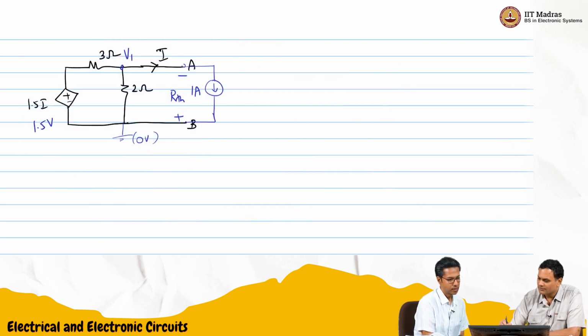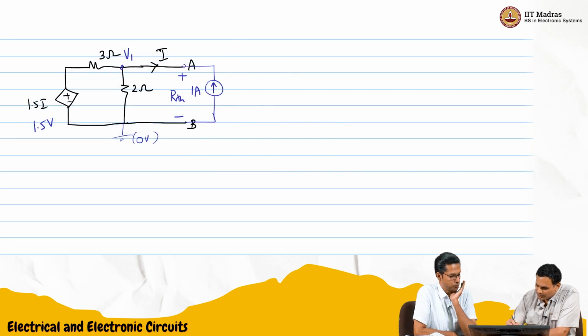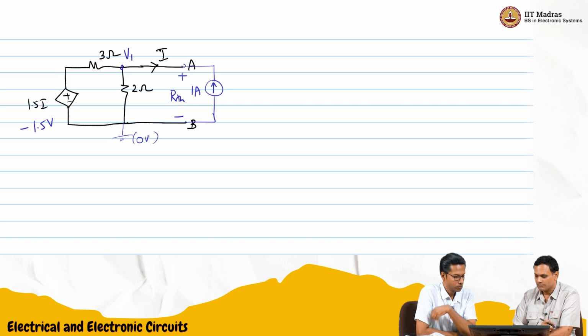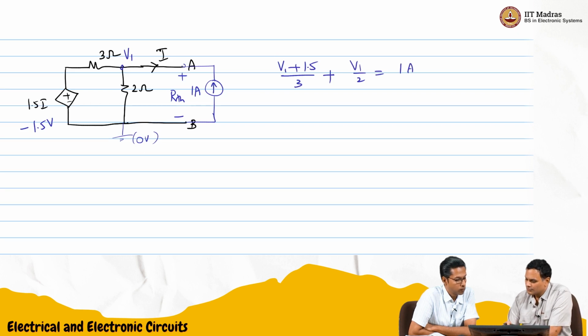We'll just show it. Sometimes it's useful for students to see that you will get the exact same answer. So we'll do like this. This is R Thevenin, the voltage. So now this current I is minus 1, so this will be minus 1.5 volts. Correct? So now our equation becomes V1 plus 1.5 by 3 plus V1 by 2 equals 1 ampere actually. 1 ampere is entering. Correct? So 5 V1 by 6 is minus 0.5.